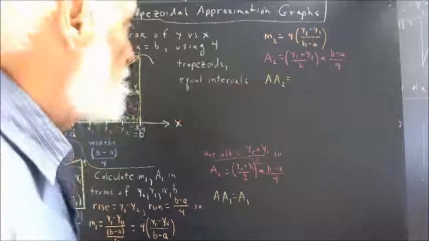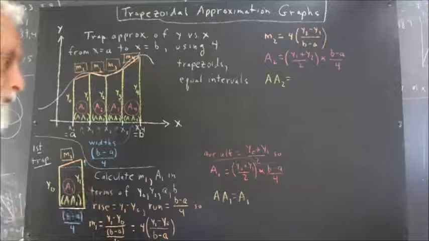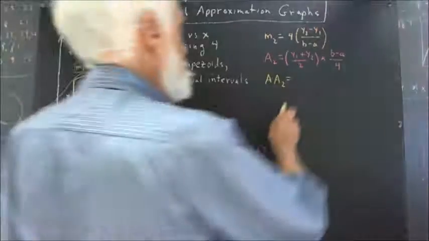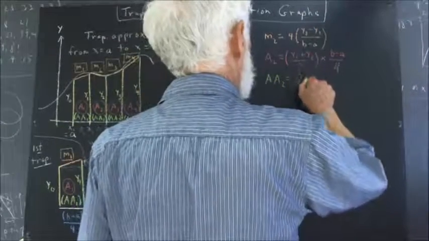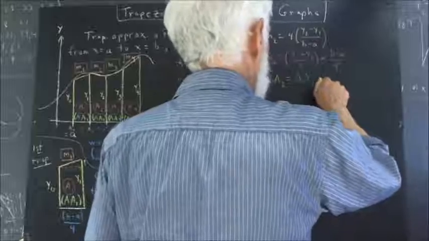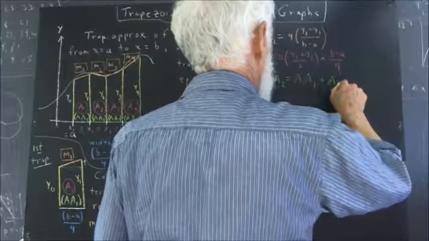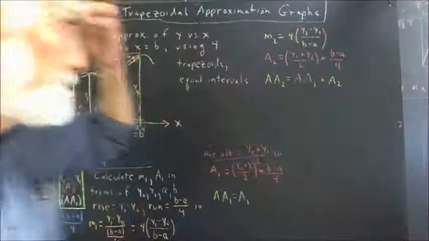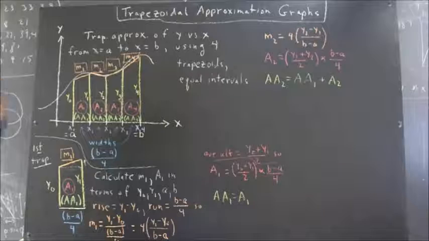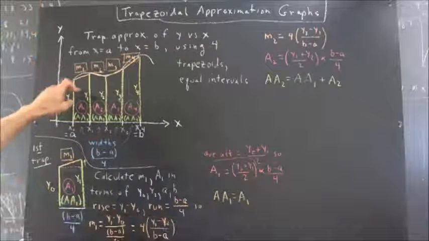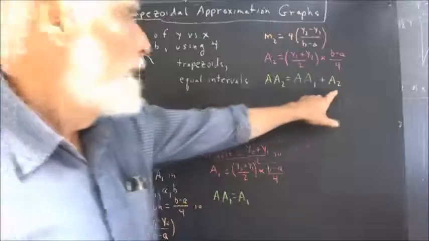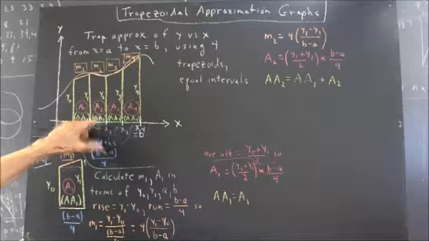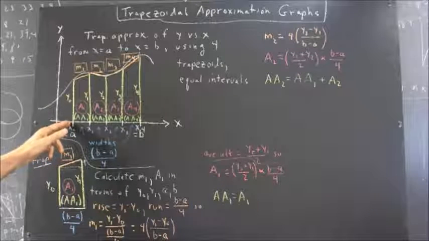Okay, then accumulated area 2. Now, I haven't said what accumulated area is. I'm going to tell you now. It's equal to accumulated area 1 plus area 2. Now, what does this mean? Well, accumulated area 1 is just the area of the first trapezoid. If I add to that the area of the second trapezoid, A2, then I get the total area of these two trapezoids, which is the area that's been accumulated from here to here.